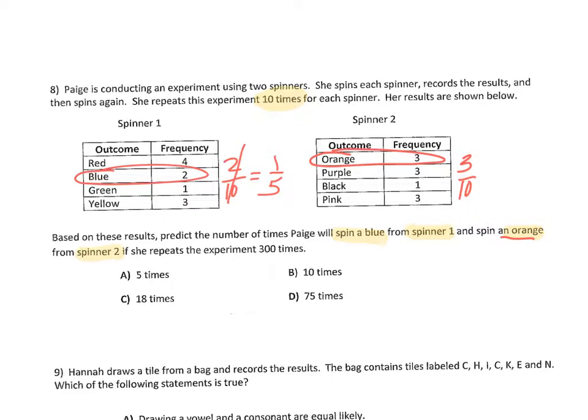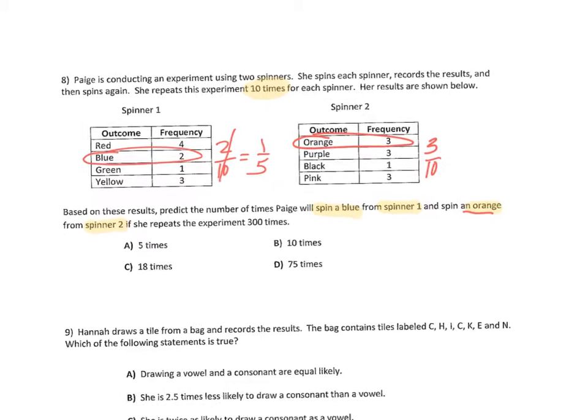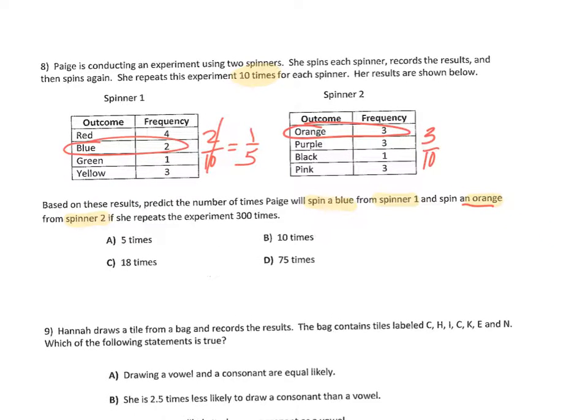So 3 over 10. We can find that probability first: 1/5 times 3/10 to get our probability for both of those, so 3 over 50. Then we can set up our proportion. So 3 over 50 for both of those spinners, but if she does it 300 times.